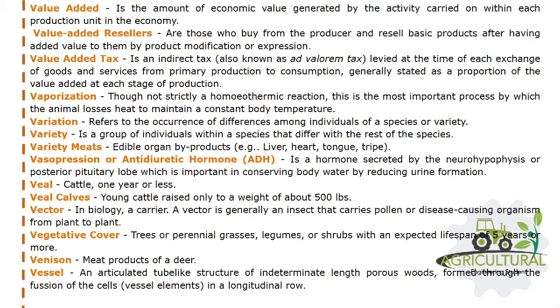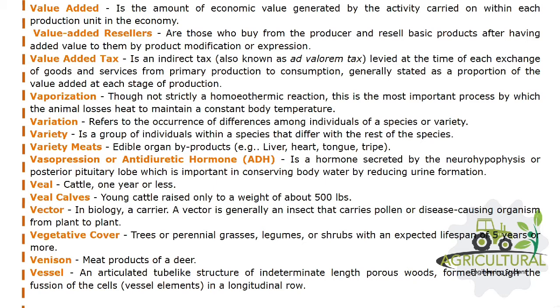Vasopressin or antidiuretic hormone, ADH, is a hormone secreted by the neurohypophysis or posterior pituitary lobe which is important in conserving body water by reducing urine formation. Veal, cattle, 1 year or less. Veal calves, young cattle raised only to a weight of about 500 pounds. Vector, in biology, a carrier.